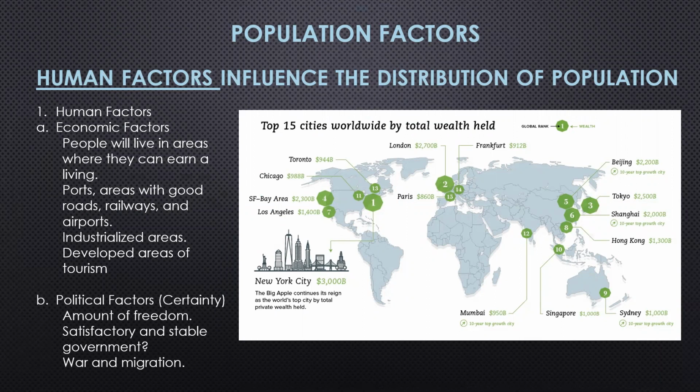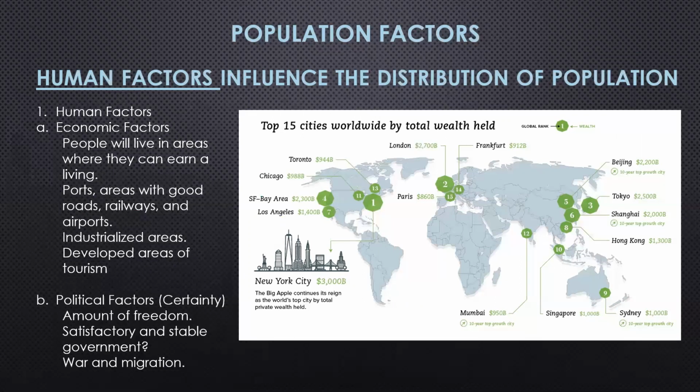All right, economic factors. People are going to want to live in areas where they can earn a living, obviously. Ports, areas with good roads, railways, and airports are usually signs of places doing well economically: industrialized areas, developed areas of tourism. On this map here, not only are these cities some of the world's most populated, but also some of the richest cities in the world, but that doesn't necessarily mean that wealth is equally distributed.